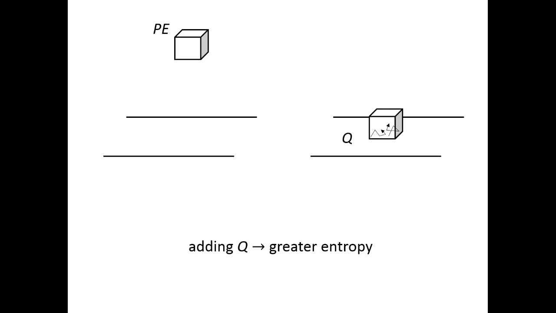Adding heat, as a general rule, increases the entropy. So this system has more entropy than this system. Why? Because that heat that you add oftentimes is degraded energy. It's energy that cannot be used for useful work. It's disorganized and disorderly.